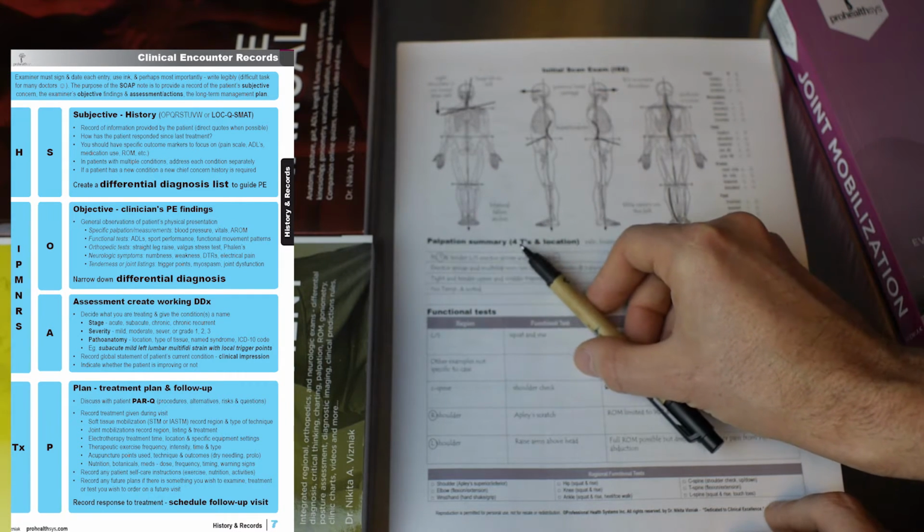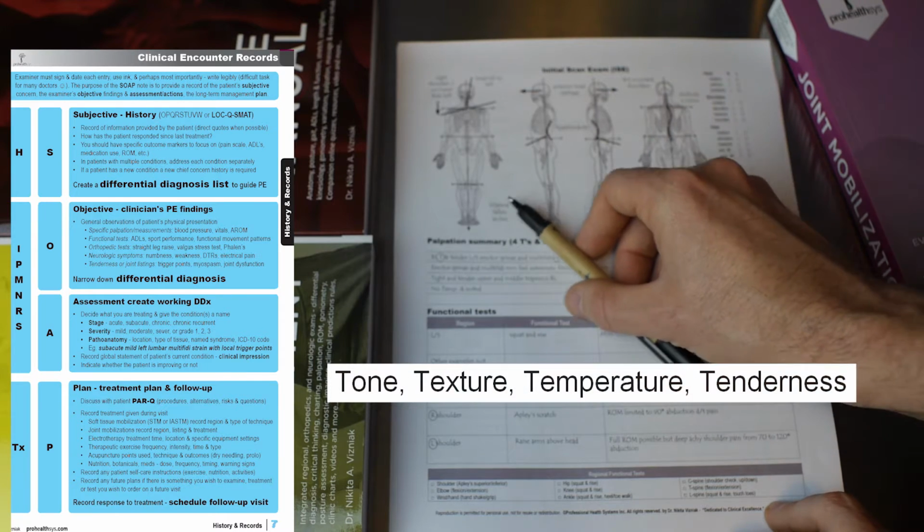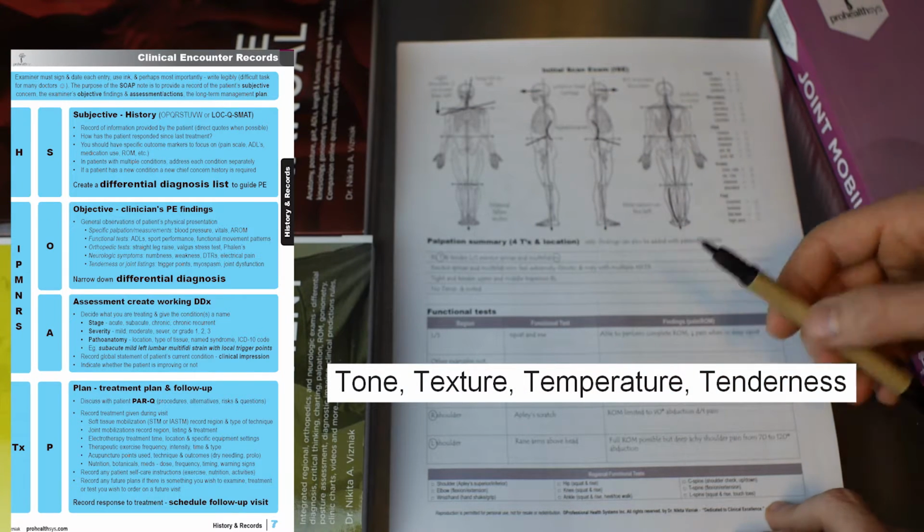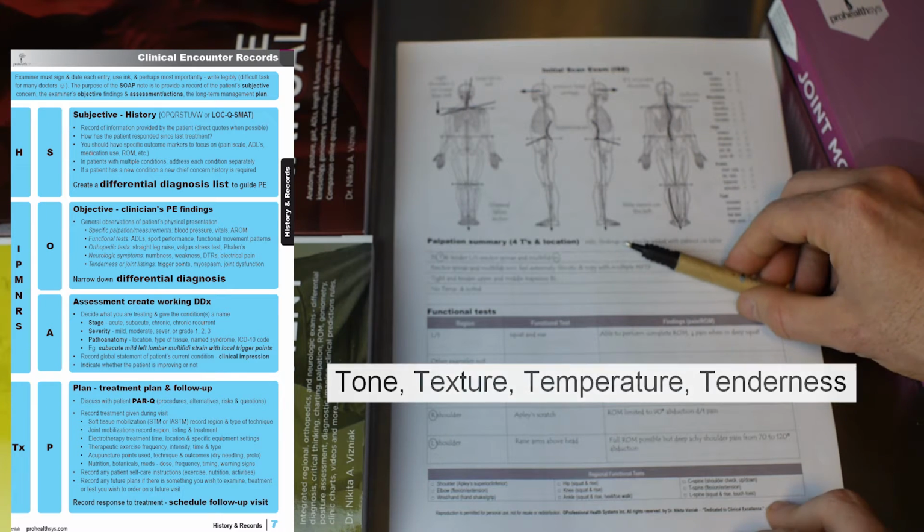Also, when you're looking at your palpation summary, the 4 T's that you're looking for, you can find them here when the person's standing, but you're probably better off once the person lays down on the table to do further evaluation.